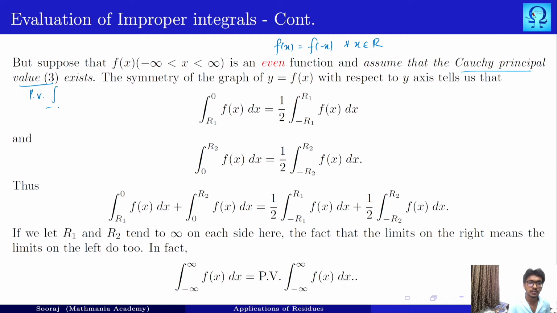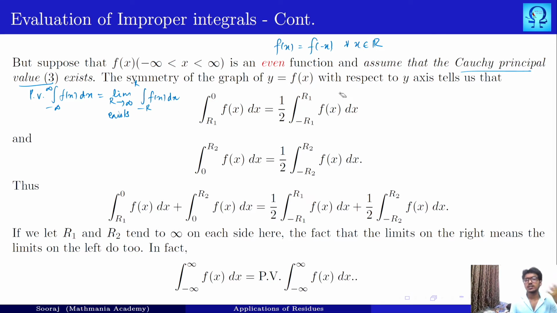PV of minus infinity to infinity f of x dx, which is the limit as r goes to infinity of the integral from minus r to r of f of x dx, exists. This is the assumption that we are making. So this exists. Now we can make use of the symmetry of the graph.